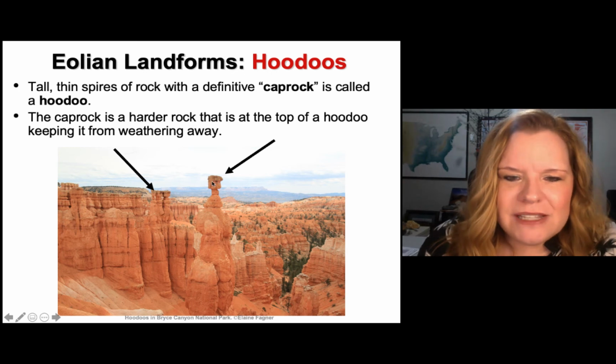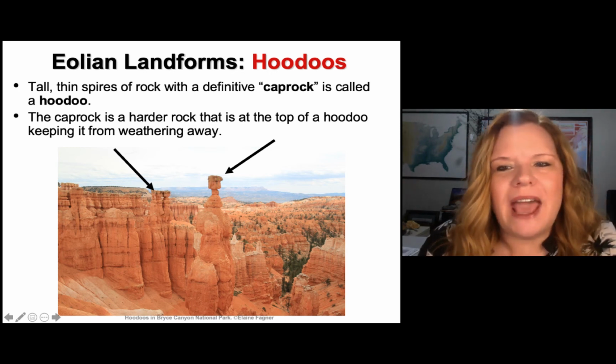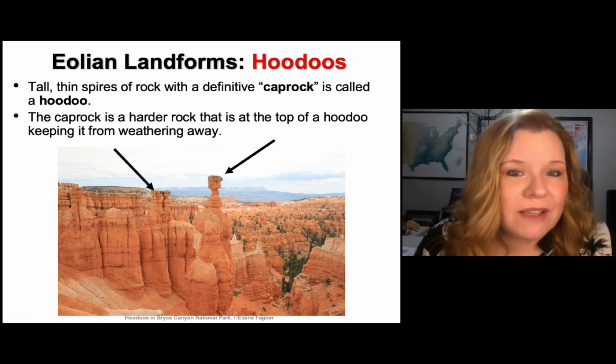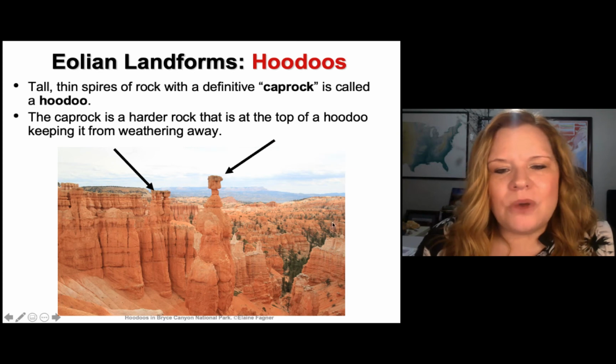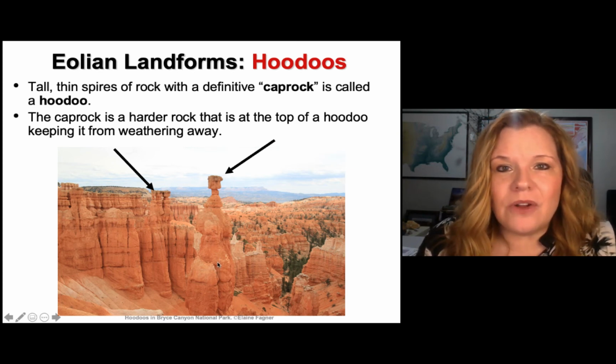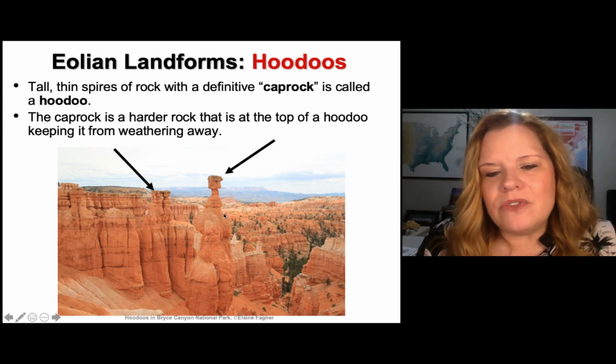So do you see this thick surface at the top on all of these? That's called a cap rock. And the cap rock is a tougher rock than the rest of the hoodoo. So in Bryce, these rocks are Cenozoic in age, so they're much younger than what we see in Zion. And these are softer materials. This is the harder material.